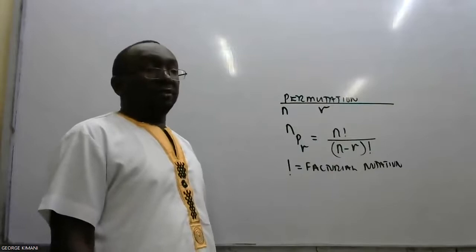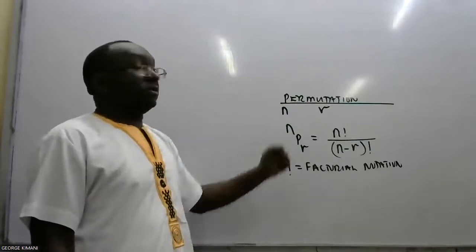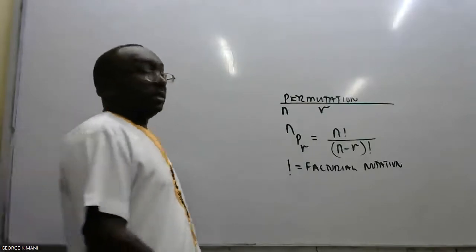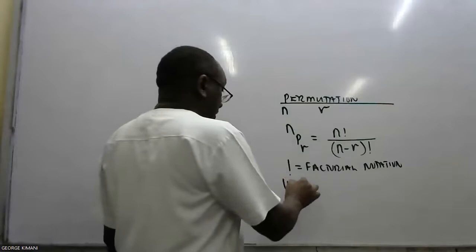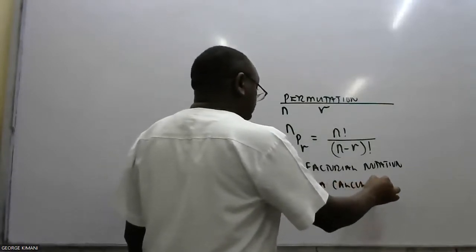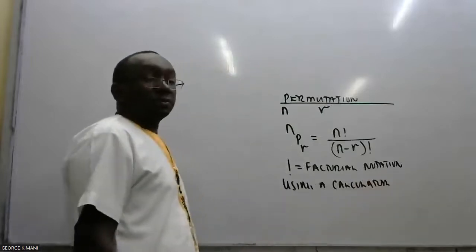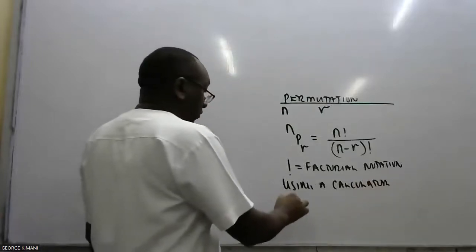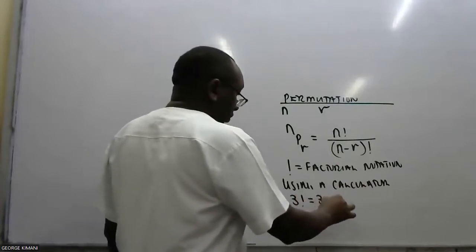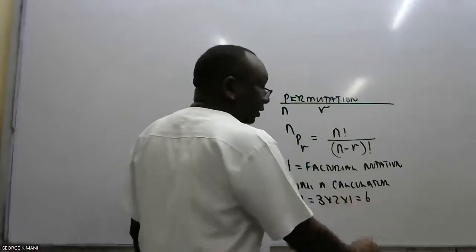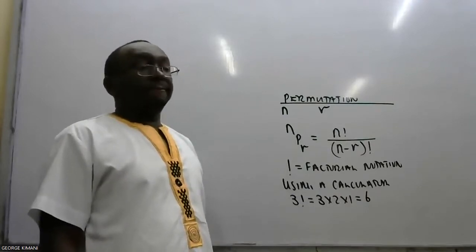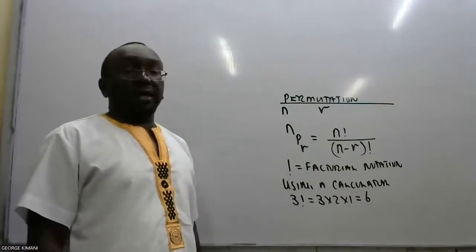Since your syllabus is not very deep as far as these are concerned, I will confine it to the use of calculators. First of all, if you are told 3 factorial, it means 3 times 2 times 1. So that will be what? 6.